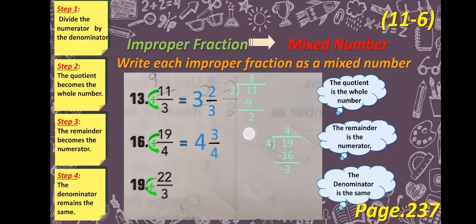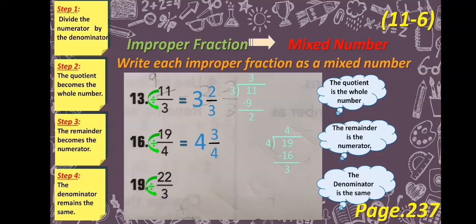The quotient will be our whole number, the remainder will be our numerator, and the denominator stays the same.